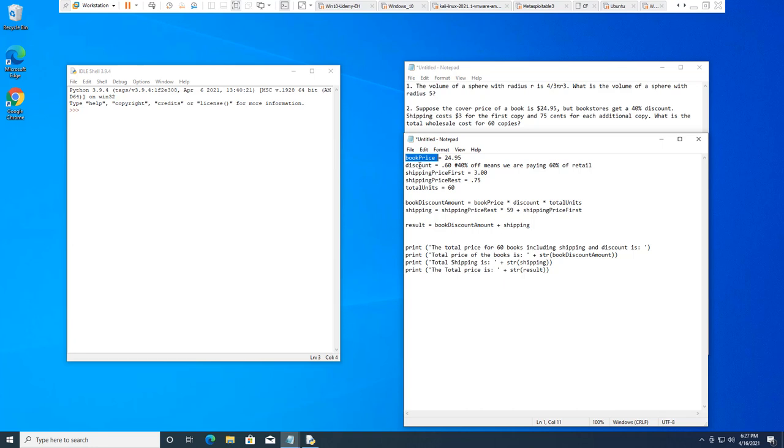All right, so I have a variable book price set to the book price. I have my discount. This is what I'm going to be paying. So I'm paying 60% of retail because, again, I'm getting 40% off. The first ship is $3. All remaining shipping is 75 cents per unit, and we have total units of 60 units.